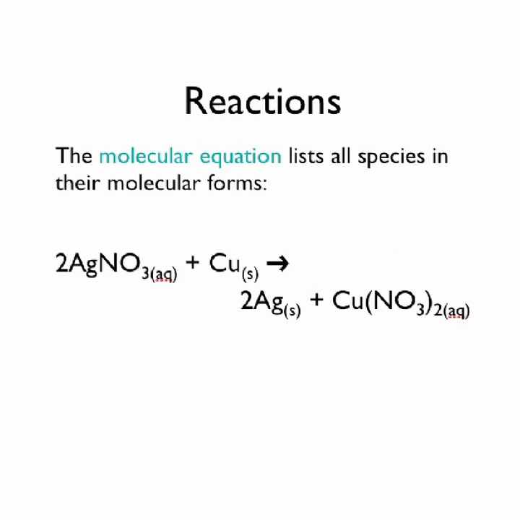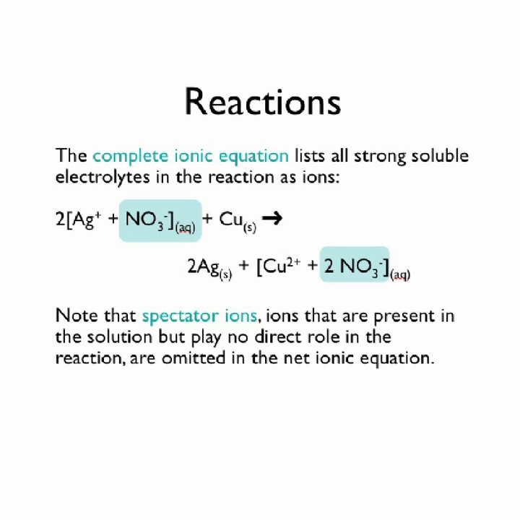So, for example, in the reaction of aqueous silver nitrate with solid copper to form solid silver and aqueous copper nitrate, we have the molecular formulas of all compounds. Then our second equation is the total ionic equation. In the total ionic equation, formulas are written to show the predominant form in which each substance exists when it is in contact with aqueous solution.